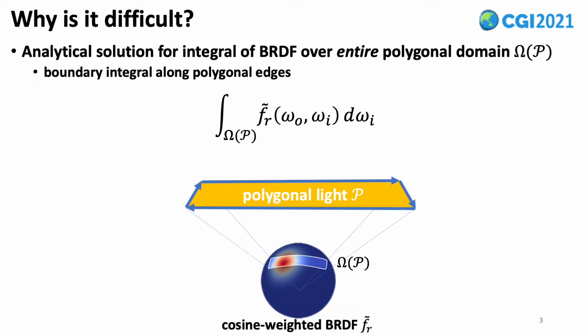Despite recent progress in area light shading, efficient rendering of shadows under polygonal area light sources with physically based materials remains a challenge. In previous approaches for polygonal light shading, the reflected radiance can be calculated by the integral of the cosine-weighted BRDF F_R tilde over the entire polygonal domain. Since the cosine-weighted BRDF is well approximated with a spherical distribution that has a closed-form solution of the boundary integral along the polygonal edges, this integral can be efficiently calculated, enabling real-time performance.